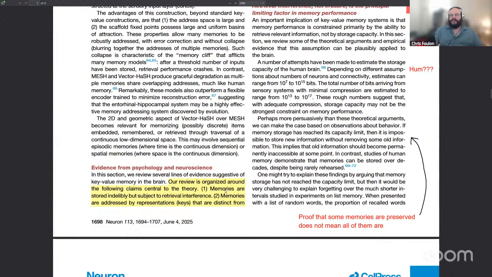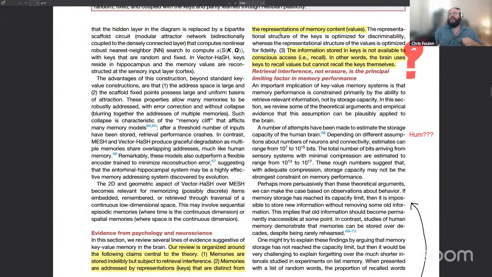And their hypotheses are, memories are stored indelibly, but subject to retrieval interference. So that's one of the main points, that we don't forget the memory content, we forget the memory keys. And then these keys are distinct, they have a different nature from the actual memories.